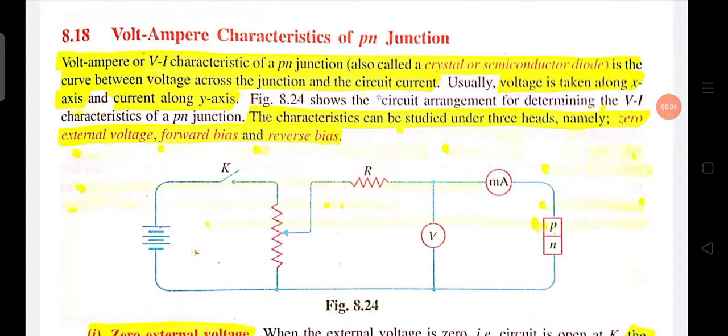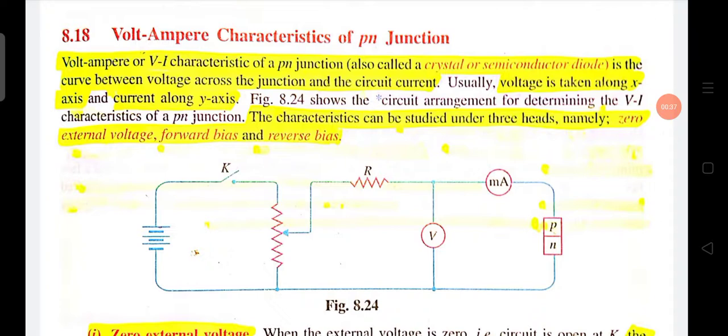In today's class, we are going to study the voltage ampere characteristic of a PN junction. From previous classes, we have already seen the characteristic of the PN junction in forward bias and reverse bias. By using these characteristics, we can draw the VI characteristic of the PN junction, that is, the voltage ampere characteristic of the PN junction.